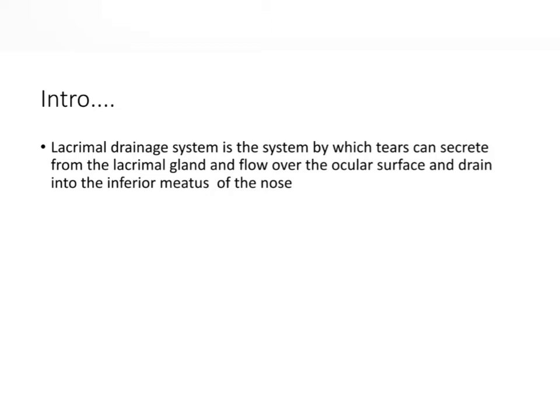The lacrimal drainage system is also composed of different parts which work together to produce the tear film, and a healthy tear drainage system should also be there so that there is no abnormality. The lacrimal drainage system is the system by which tears are secreted from the lacrimal gland, flow over the ocular surface and drain into the inferior meatus of the nose.